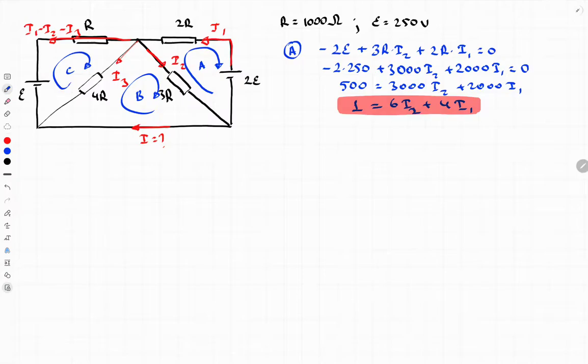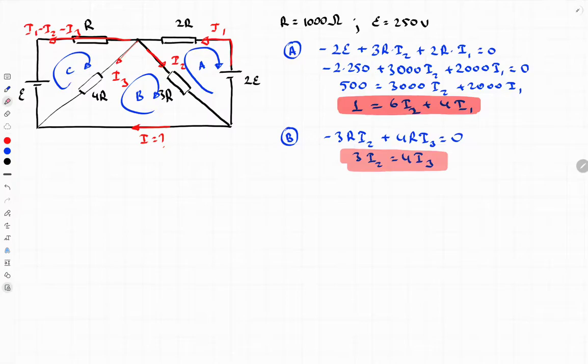Now let's come to loop B. Here we have only two resistors, 4R and 3R. So the summation of voltages of these resistors should be equal to zero. Again, Kirchhoff's second law. So basically, negative 3R I2 plus 4R I3 should be equal to zero, or 3 times I2 equals 4 I3. This is equation number 2.